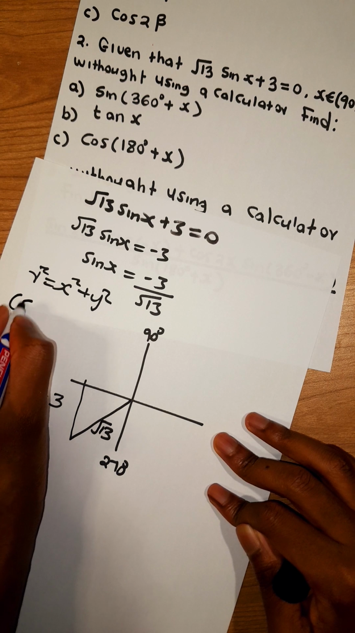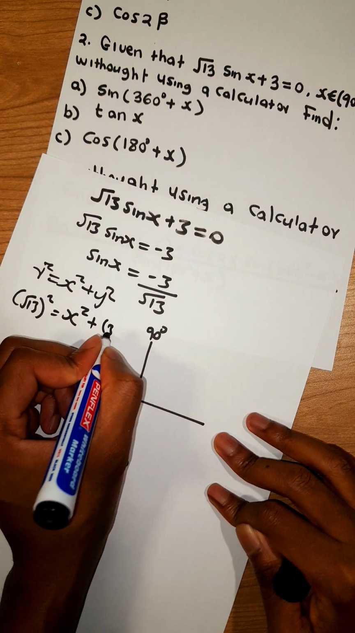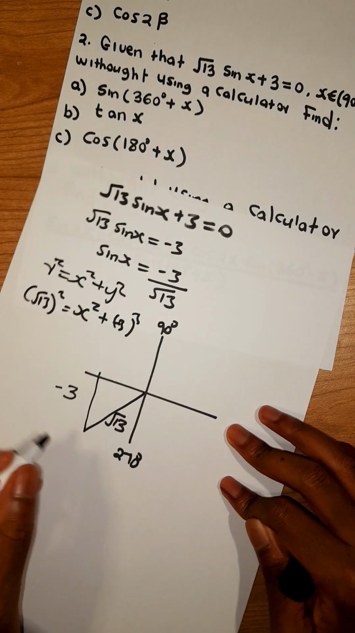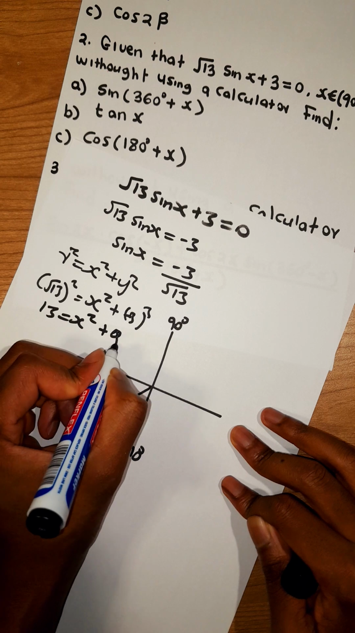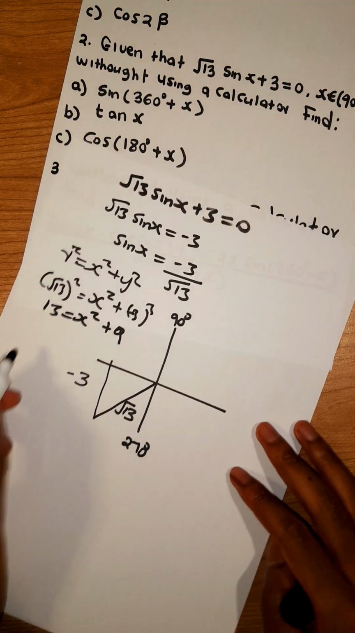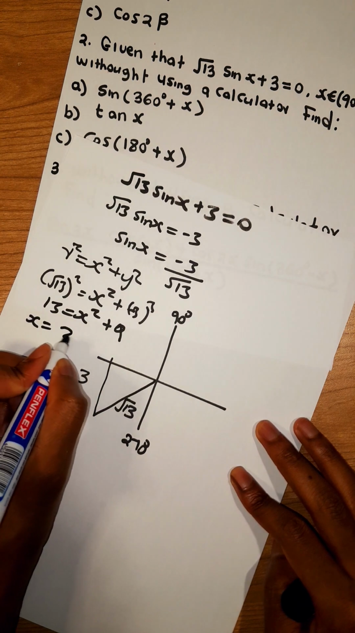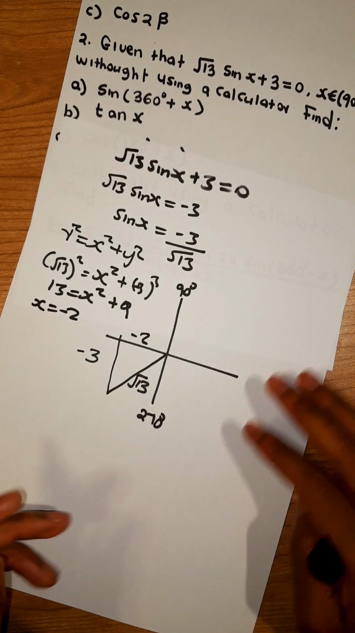And we know that this is going to be the square root of 13 squared. We want to find x plus 3 squared, and the 3 is minus. So it's just going to be 13 equals x squared plus 9. So what is 13 minus 9? It's going to be 4, and the square root of 4 is just 2. At this point, it's going to be minus 2 because this answer is actually in the negative quadrant.